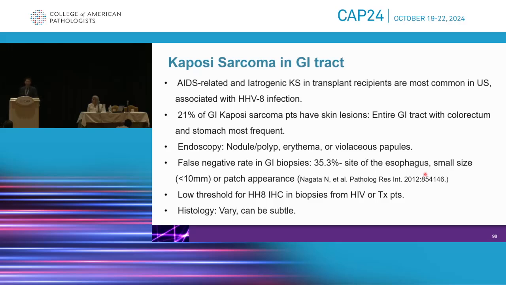You may see red patches. Sometimes you may see a small polyp. Sometimes you may see an ulcer, you may see some bump. It's not typical. And as pathologists, we work up Kaposi sarcoma. Sometimes we miss the diagnosis. In what situations do we often miss the diagnosis? So one important situation is the biopsy from the esophagus.